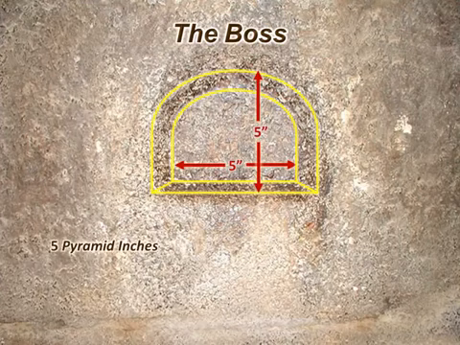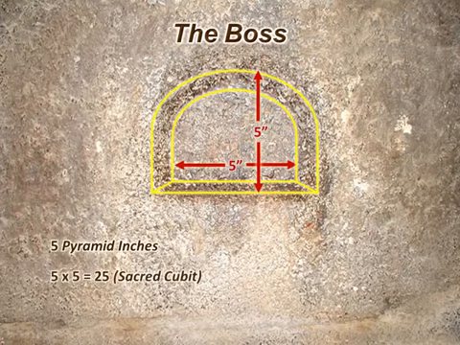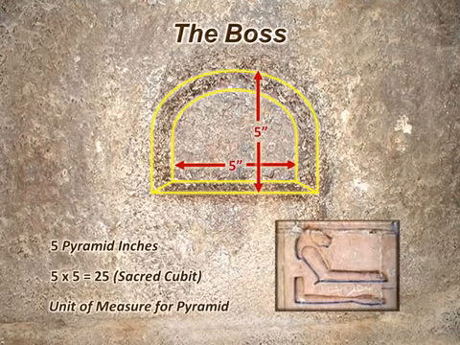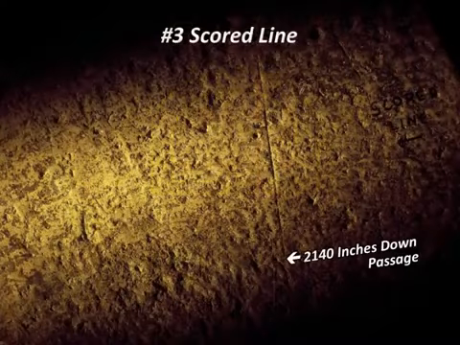Well, if we look at the boss, what we will see, if we do a 3-dimensional cross-section, is that it's 5 pyramid inches by 5 pyramid inches. And if you take 5 pyramid inches times 5 pyramid inches, that's what's called the sacred cubit, which we know is documented throughout this period of history. In fact, it was a standard unit of measure, and there's even a hieroglyph for it. When you see this hieroglyph with the arm to the elbow, that is for a pyramid cubit. So this gives us the scale of what a pyramid inch is, and this is very important.